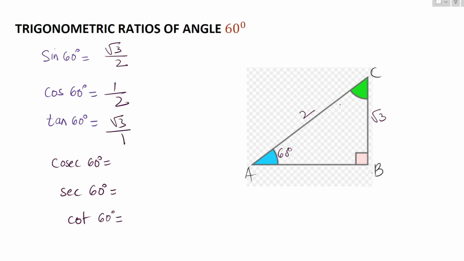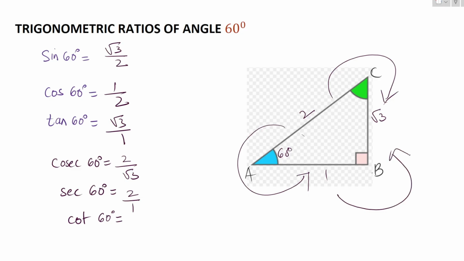Now cosecant 60 degree equal to 2 by root 3, secant 60 degree equal to 2 by 1, and cot 60 degree is equal to 1 by root 3.